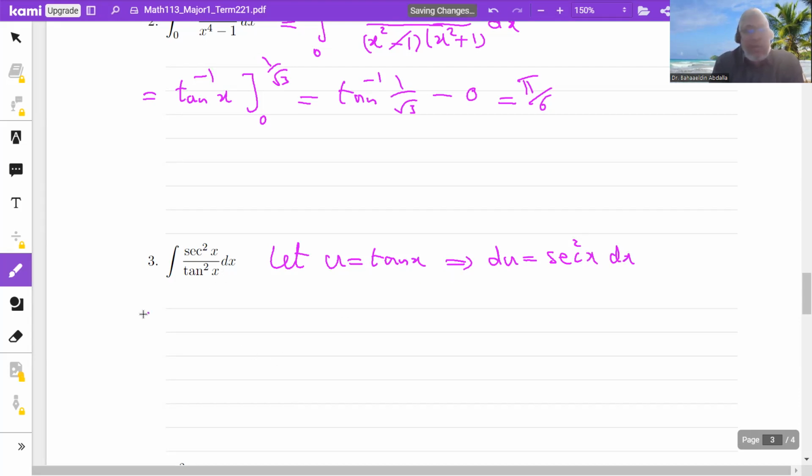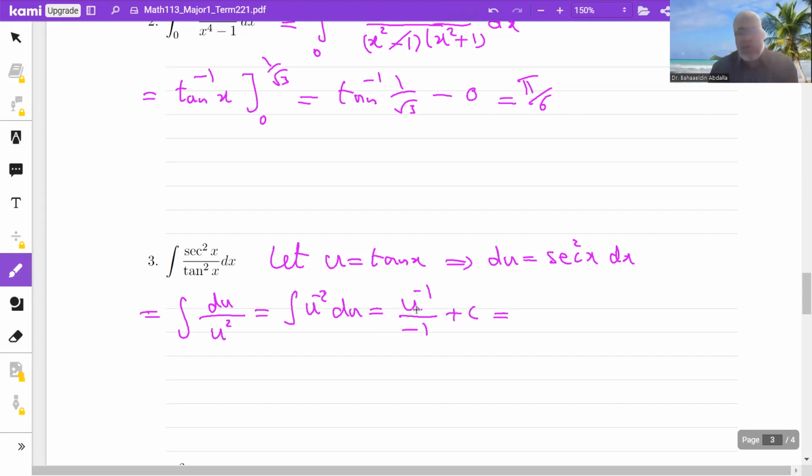Well, then this integral would be changed to secant square x dx is just du. And in the denominator, I have tan square, but tan is u, so I'll have u square. And now it is easy to evaluate. I can take u square up. Then I add 1, u to the power minus 2 plus 1, which is u to the power minus 1 over minus 1 plus c. That's the formula. That's the integral. The integral of x to the power n dx is just x to the power n plus 1 over n plus 1 plus c.